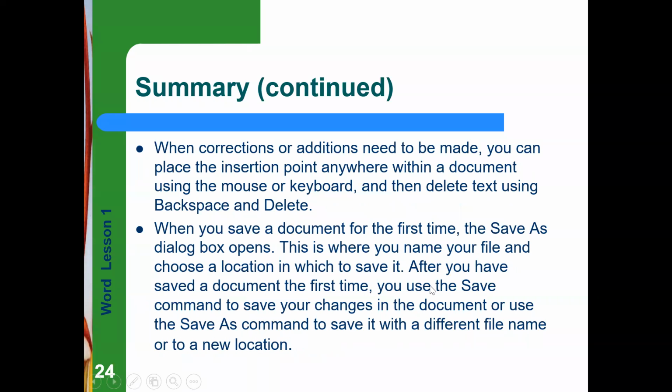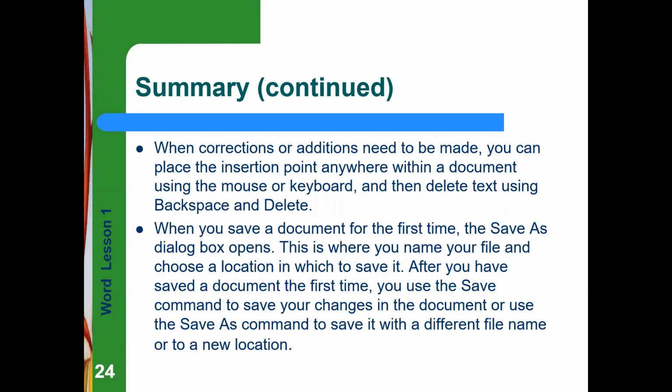When corrections or additions need to be made, you can place an insertion point anywhere within a document using the mouse or keyboard, and then delete the text using the backspace or delete key. And also we saw how to delete some text, right? Edit the text. So we saw what is the backspace key. We saw what is the delete key and what is the purpose for that too, right? So that's how you delete a text in a Word document.